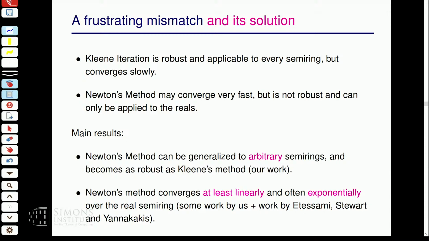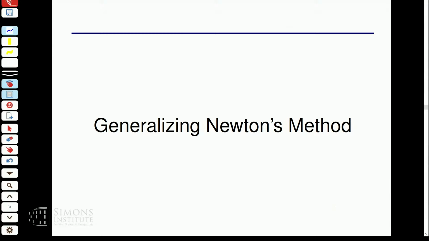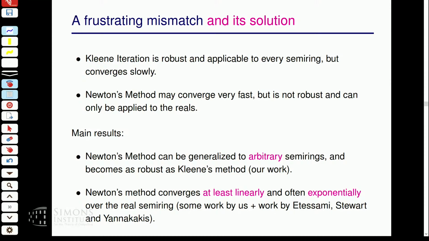Okay, and the second result is that over the reals, Newton's method converges at least linearly and often exponentially. So it's at least as good as linear iteration in the linear case, but it often converges exponentially over the real semi-ring and never worse than linearly. And I must say, we did some work on this, we had some contribution there, but this is mostly work done by Etessami, Stewart, and Yannakakis in a series of papers. I'm going to talk almost only about this. Good, so how do you generalize Newton's method?